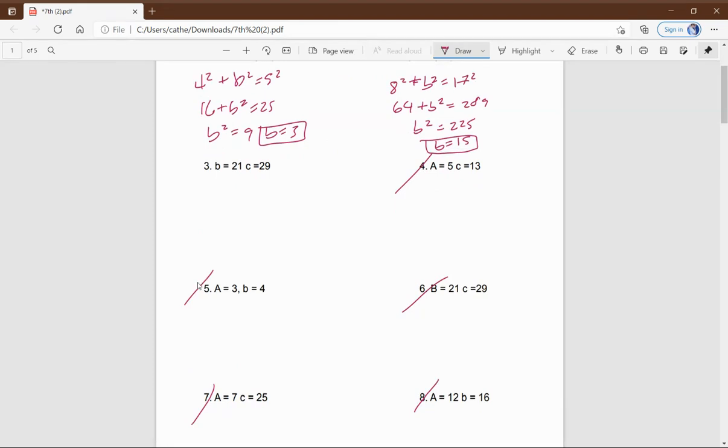Okay, for this one, they did not give you a, so it will be a squared plus 21 squared equals 29 squared. Right? So a squared plus 441 equals 841. So a squared equals 400, right? So a would equal 20.